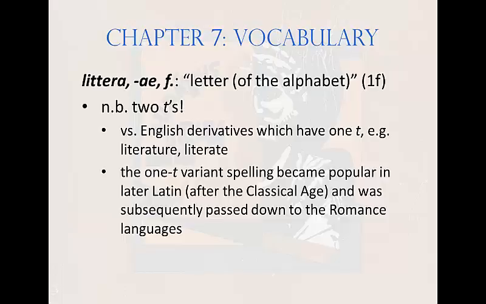That one T variant was then passed on to the Romance languages, Italian and French in particular, and that one T variant leaked into English via derivatives drawn from those Romance languages. So English ended up getting this word two different ways, directly from Classical Latin with a two T's spelling, and from the later Romance languages with a one T spelling.